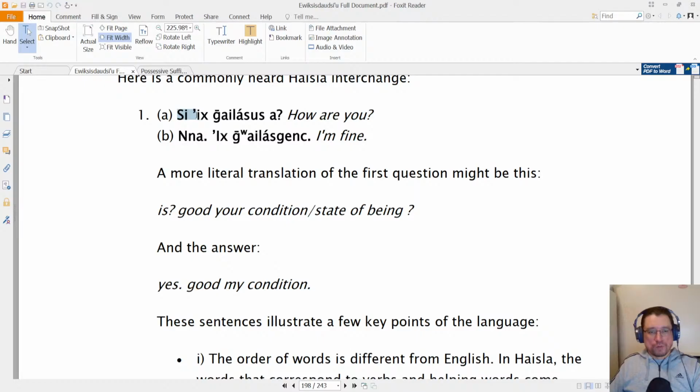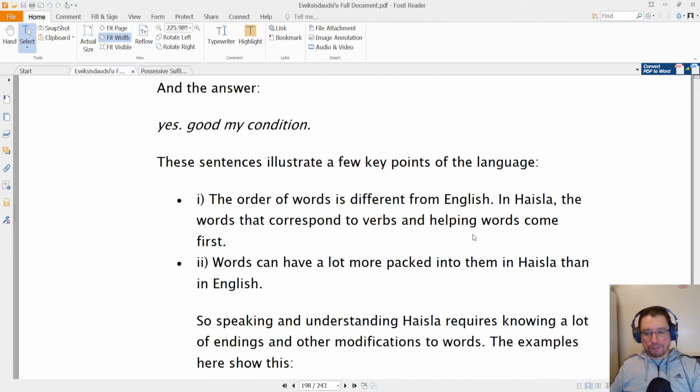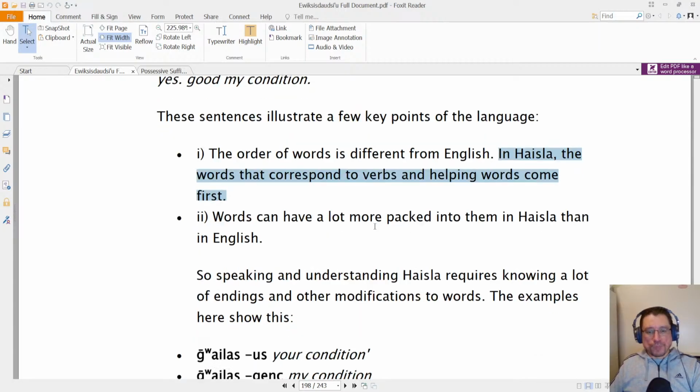So this would be like "is good, condition your, yes or no." That's a different word order than what we would see in English. In isla, words that correspond to verbs and helping words come first. That's a general statement. Usually that's what happens. Verbs will come first. So isla is a VSO language.